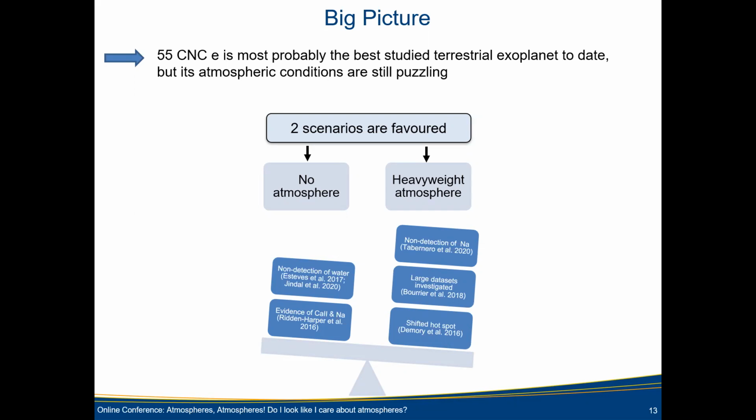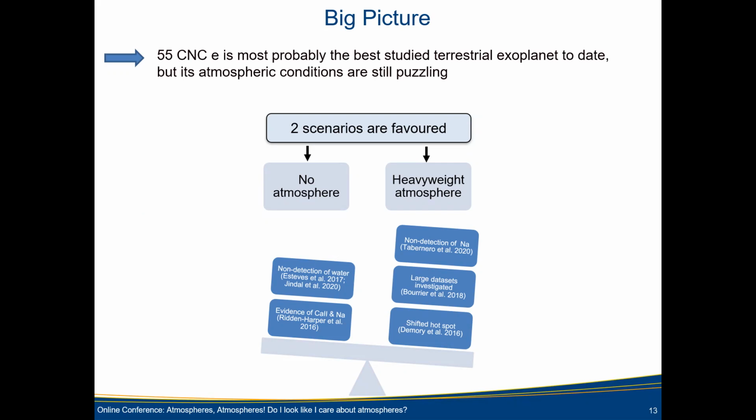However, the second scenario says there could be a heavyweight atmosphere. Also, there's the shifted hotspot detected on this planet, and to shift the hotspot, you usually need atmospheric circulation processes, so you would need a heavyweight atmosphere which shifts your hotspot into a direction. This would hint at a heavyweight atmosphere, and other authors also investigated things which hint at that. However, the atmosphere of this planet is still puzzling, and both scenarios are still valid because none of the authors could exclude the other scenario.